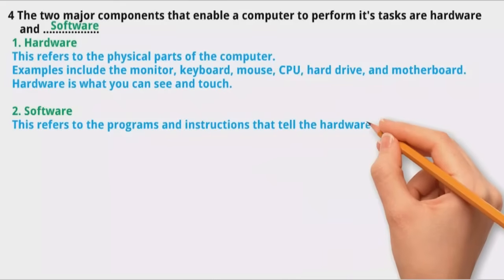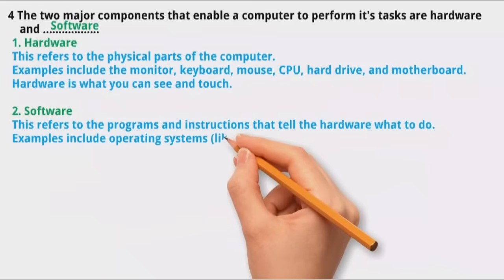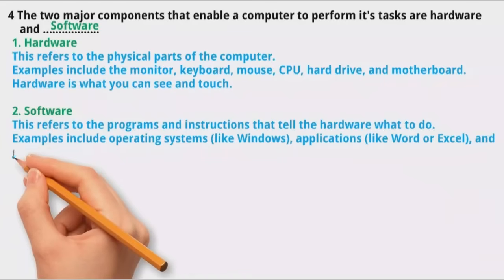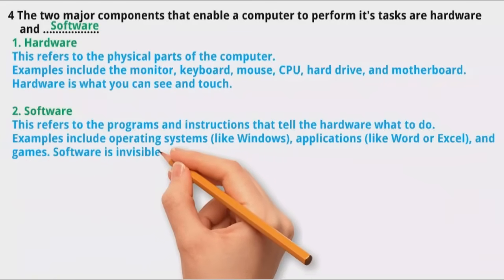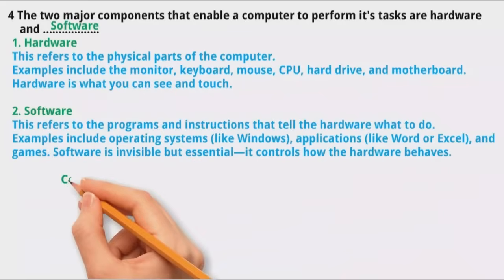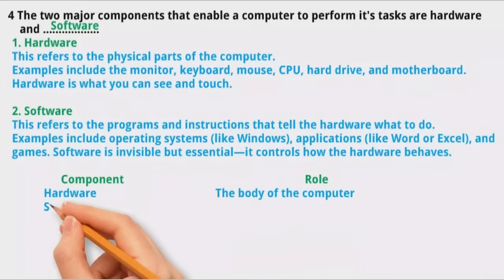2. Software. This refers to the programs and instructions that tell the hardware what to do. Examples include operating systems like Windows, applications like Word or Excel, and games. Software is invisible but essential. It controls how the hardware behaves.